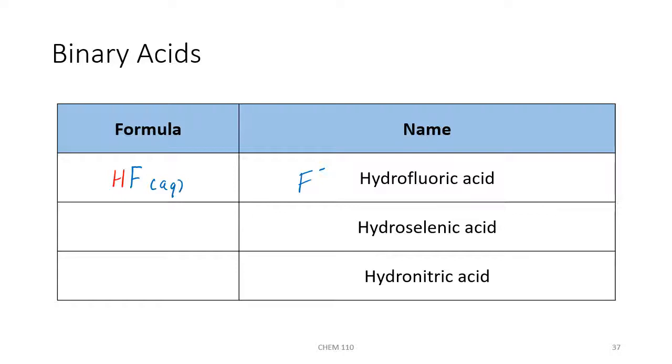Hydroselenic acid. Selenium is Se, group 6A nonmetal, forms a -2 charge. Now when we write a neutral formula, since hydrogen always forms a +1 charge, if we go back to our old rule of writing the crisscross and put a 1 after the selenium and a 2 after the hydrogen, that'll give us our neutral formula. We'll have H2Se followed by AQ.